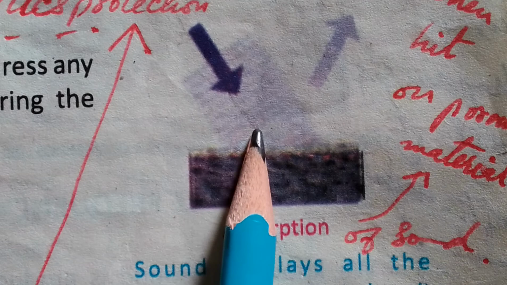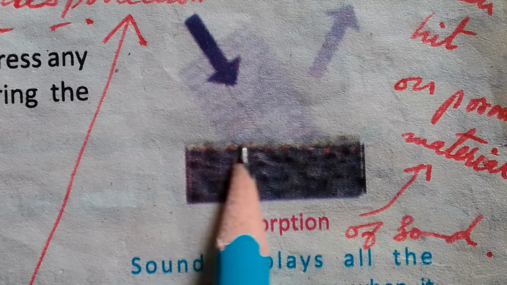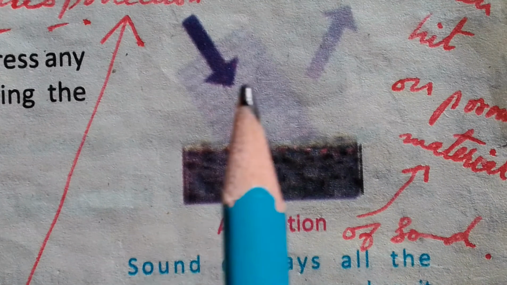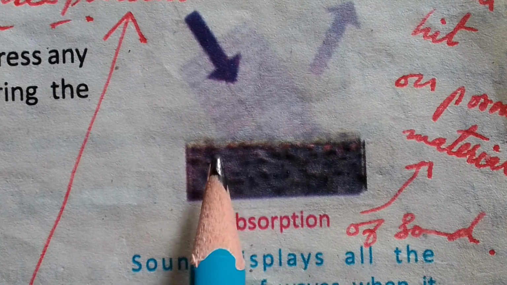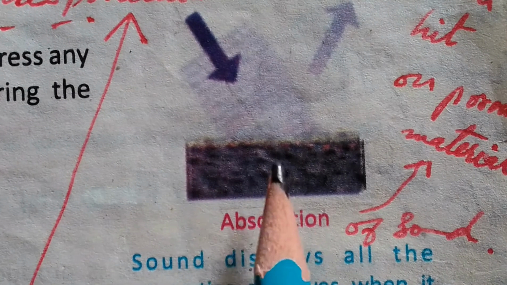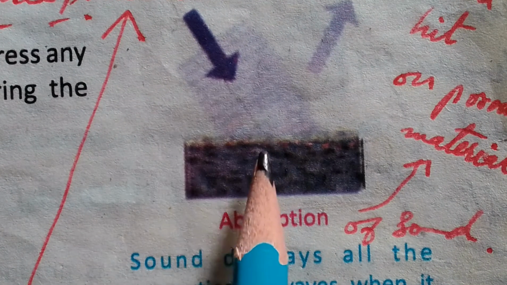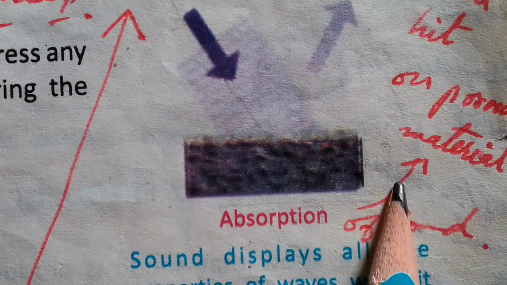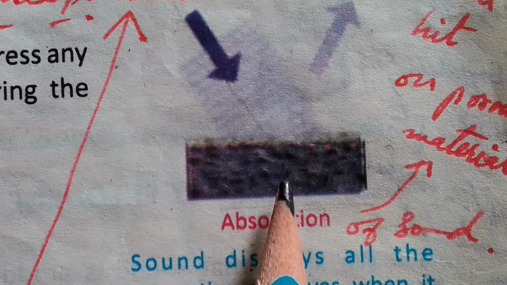Now, when the sound waves coming through one medium hit a porous barrier, porous hurdle, porous obstacle, then what happens? Some sound waves are reflected back, but most of the sound waves are absorbed in that porous hurdle. Means those sound waves enter through the small holes and enter into that hurdle. This is known as absorption of sound waves.